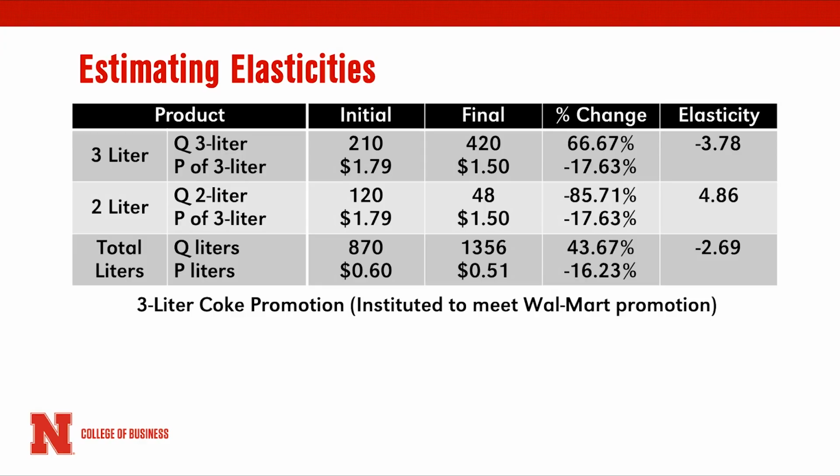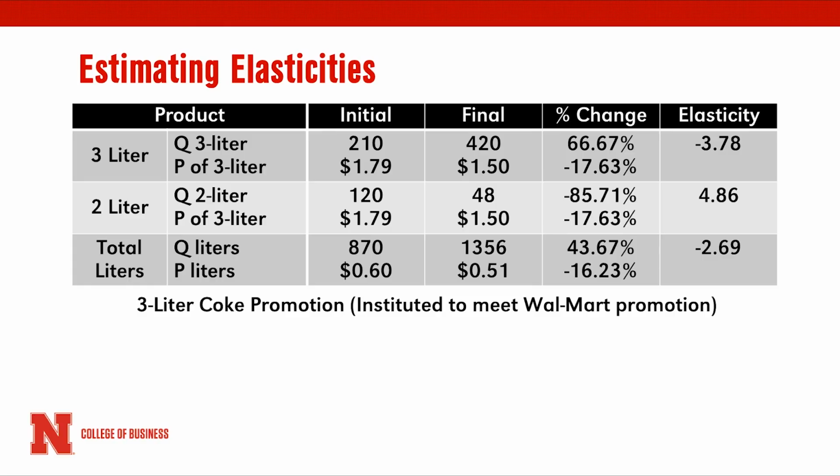Now, let's consider a second example using some pricing data on 2 and 3 liter Coke sales. There was a time when Coca-Cola actually, as a promotion, produced 3 liter bottles of Coke. And Walmart very much marketed this, a 3 liter bottle of Coke that was sold at the same price as the 2 liter bottle, $1.79. And so a particular store was trying to estimate consumer demand for large quantity bottles of Coke, 2 and 3 liter bottles of Coke.